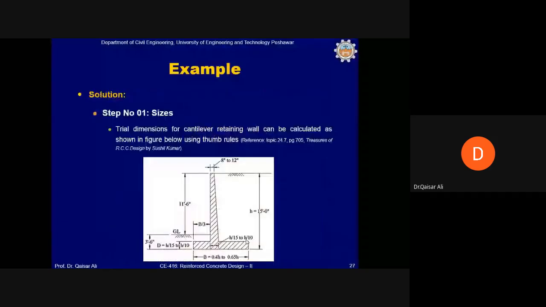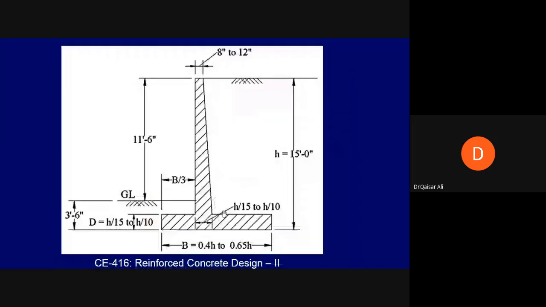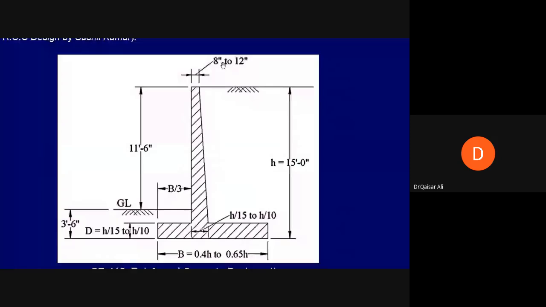Okay, first of all, to fix the size of the retaining wall, we will use a thumb rule. In most of the cases, this works very well. The top of the retaining wall can be taken from 8 to 12 inch. The width at the bottom of the arm or stem can be taken as h by 15 to h by 10. For example, if 10 feet is the height of the retaining wall and you want to take h by 15, this will be 1.5 feet. If you want to use h by 10, this will be 1 foot.